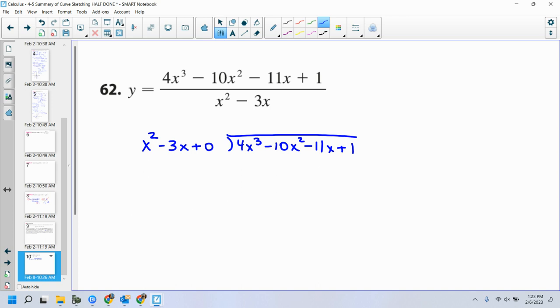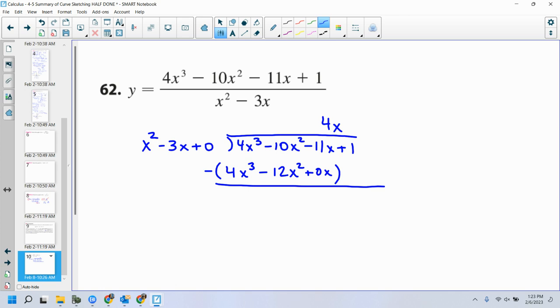How do I make x squared look like 4x to the third? What do I multiply by? 4x. I like to put it right on top of the other x term. And then the rest of the trinomial is carried along for the ride. 4x times x squared is 4x cubed. 4x times negative 3x is negative 12x squared. 4x times 0 is 0x. I know it seems weird to write a 0x, but it helps me line everything up nicely.